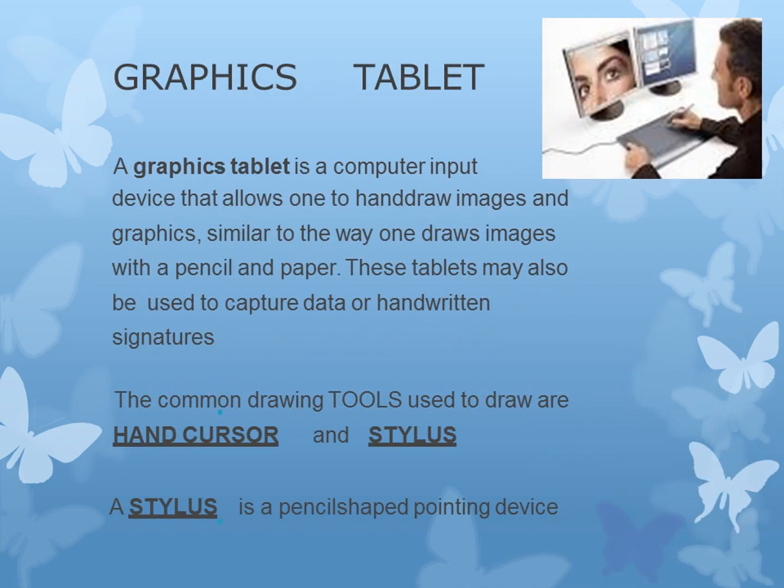Now we'll see what a graphic tablet is. A graphic tablet is a computer input device that allows one to hand draw images and graphics, similar to the way one draws images with a pencil and paper. These tablets may also be used to capture data or handwritten signatures. The common drawing tools are the hand cursor and stylus. And what is the stylus? A stylus is a pencil-shaped pointing device.